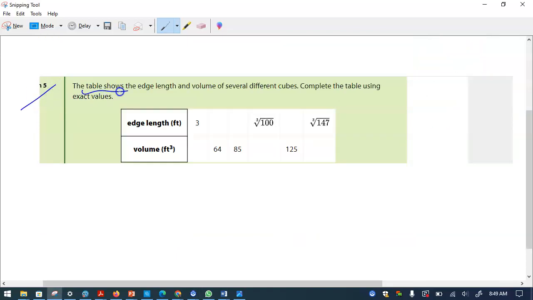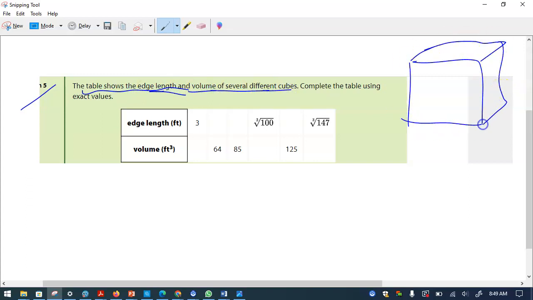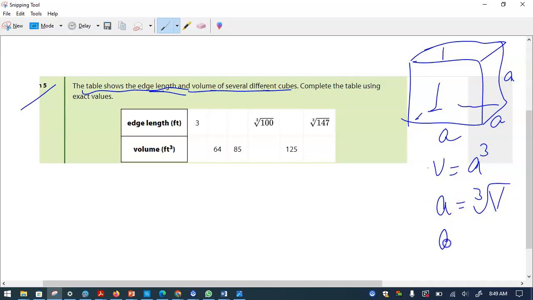Question number 5: a table shows the edge length and the volume of different cubes. So this is a cube, and they gave you the edge length. Suppose this is A, then the volume is A raised to power 3. If you want to find the edge of one of them, it will be the cube root of the volume, or V raised to 1/3.